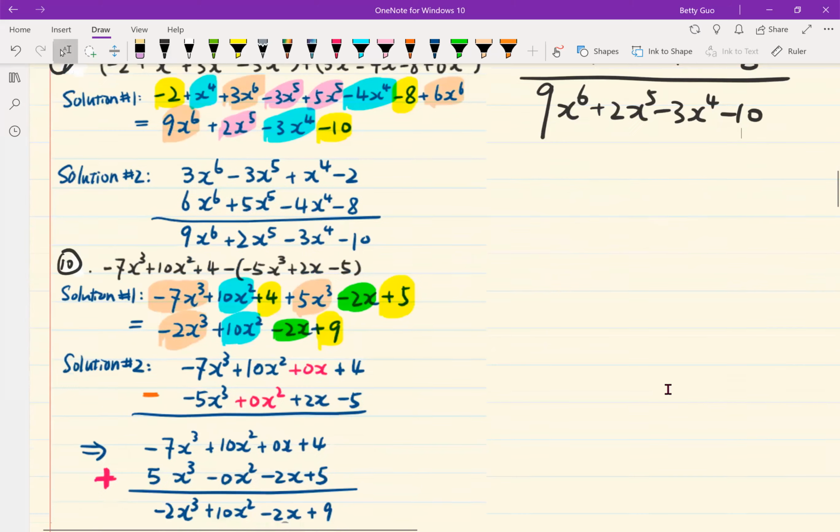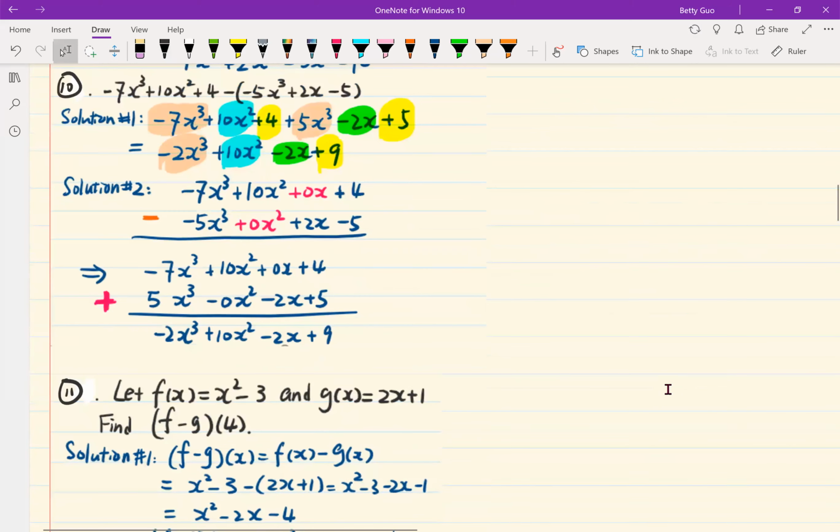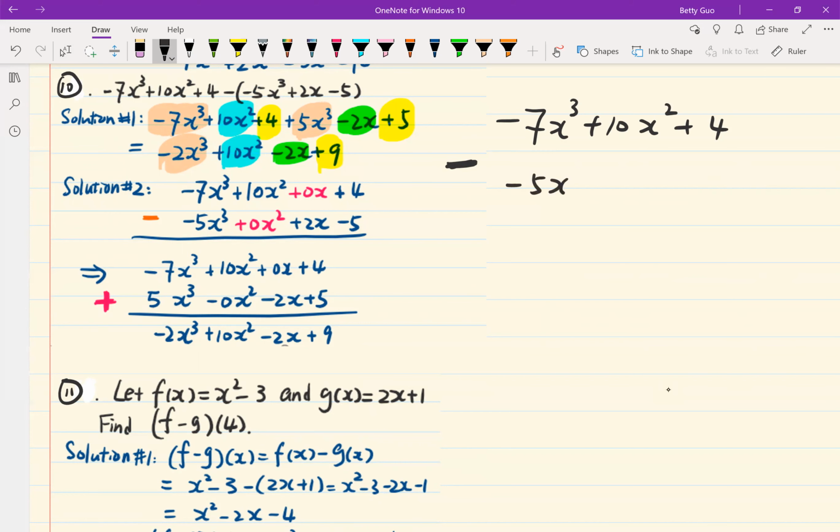Number 10, subtraction. In my notes, I applied 2 different methods, the horizontal method and the vertical method. In this video, I'm going to just apply one method, the vertical method. I'll put the first polynomial above, -7x cubed plus 10x squared plus 4. We use that polynomial to minus the second polynomial. The second polynomial is -5x cubed plus 2x minus 5.